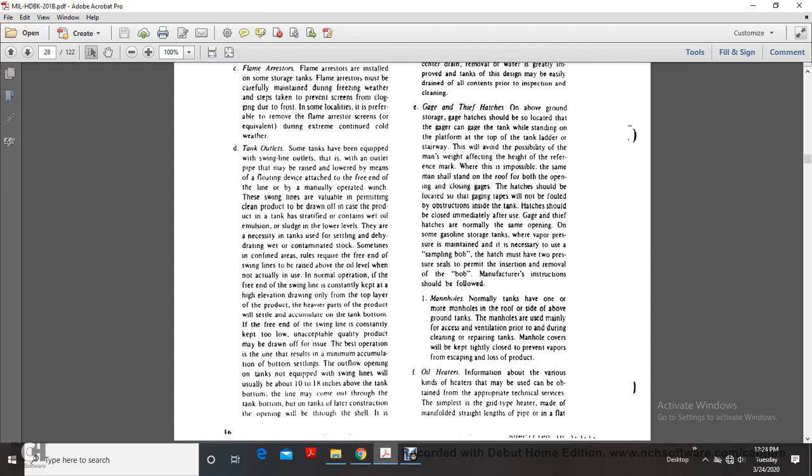Manholes. Normally tanks have one or more manholes on the roof or the side of an above ground tank. The manholes are usually mainly for accessible ventilation prior to and during the cleaning or repairing of the tank. The manhole cover should be kept tightly closed to prevent vapors from escaping and product loss.